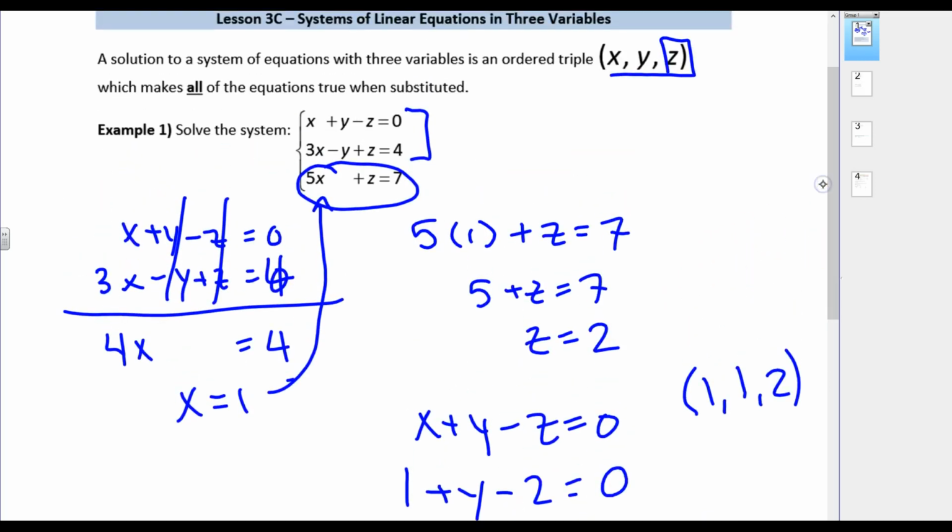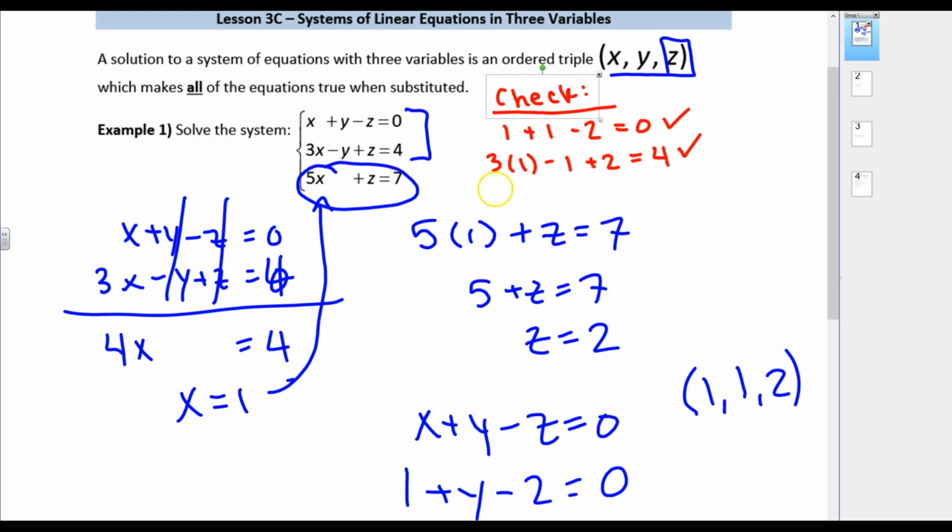Now here's what's really important about this. When I take this point right here and plug it back into my original equations, I'm going to write this as a check. That point should satisfy all three equations. 1 plus 1 minus 2 does in fact equal 0. And 3 times 1 minus 1 plus 2, well, that's 3 minus 1 is 2, plus 2, in fact, does equal 4. So that one works.